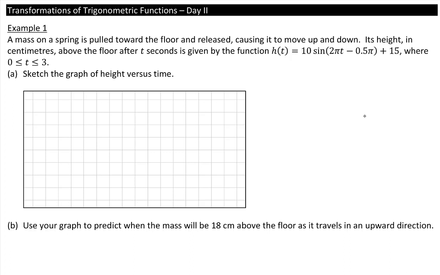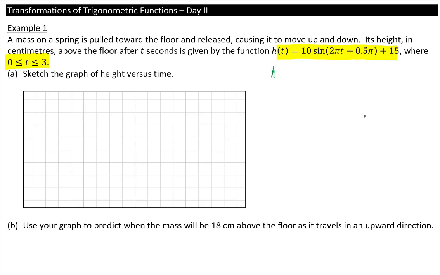So let's continue looking at transformations of trigonometric functions. A mass on a spring is pulled towards the floor and released, causing it to move up and down. Its height in centimeters above the floor after t seconds is given by the following function. h of t is equal to 10 sine of 2 pi times (t minus 0.25) plus 15, where t is greater than or equal to 0 and less than or equal to 3.